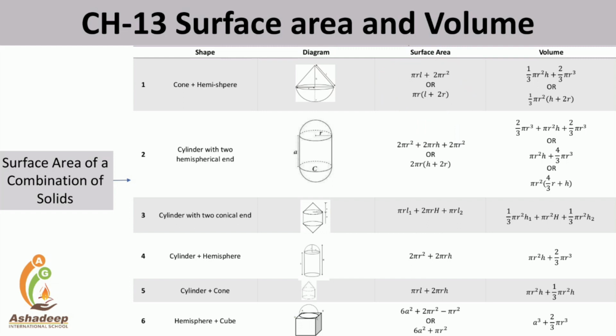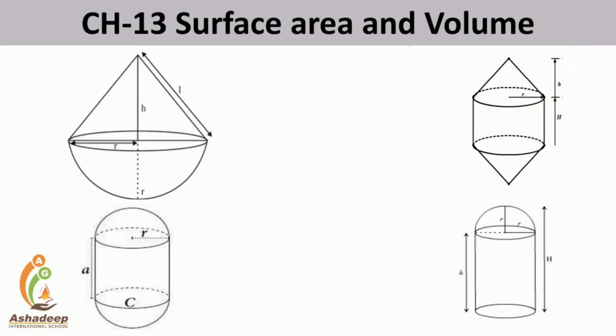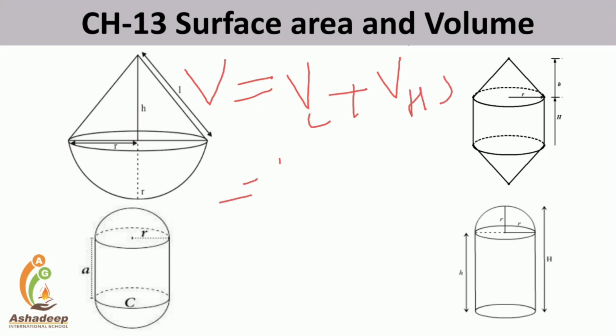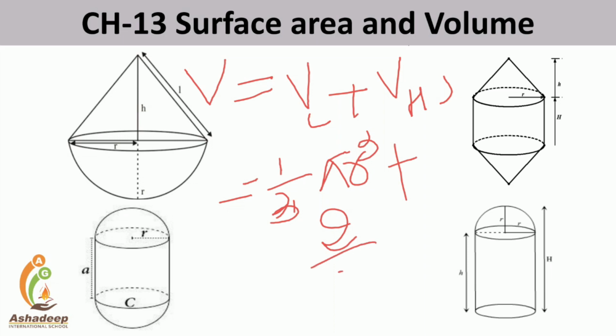Now let's see the volume. So volume is also the same. It is nothing but the volume of the cone plus the volume of the hemisphere. Now what is the volume of the cone? It is 1 upon 3 pi r square h, plus what is the volume of the hemisphere? That is 2 by 3 pi r cube.